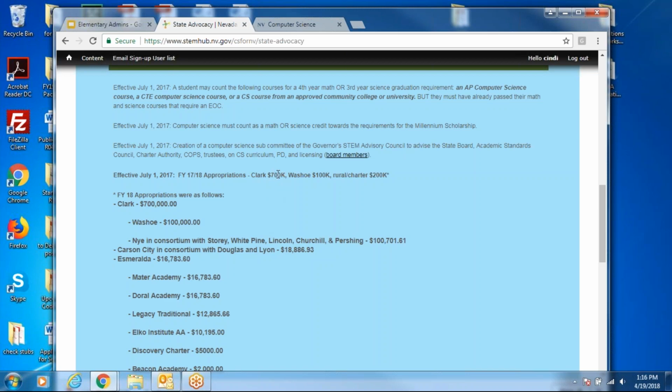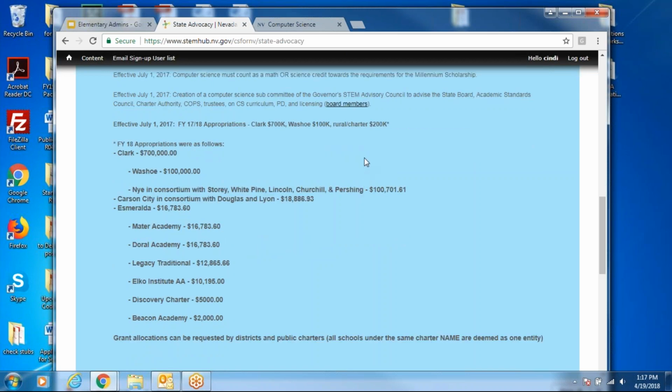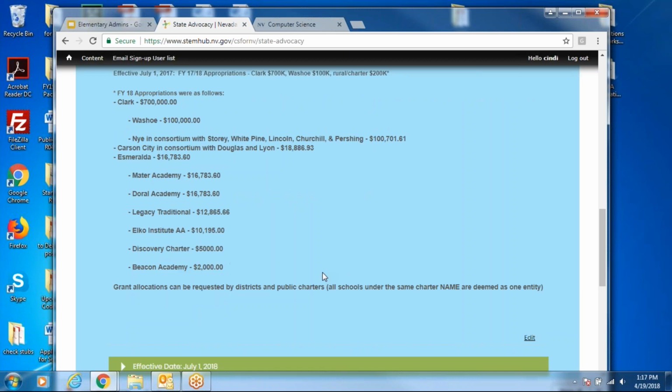So Clark received 700,000, Washoe 100,000, and then the rurals and charters received 200,000. And that is in a non-competitive grant allocation manner. So rurals and charters fill out applications and go through the process. And I have a slide that kind of talks about that. But you'll want to talk with your district grant folks on what their vision is for your district and how those funds are being allocated. But you can see the breakdown this year of where that money went.